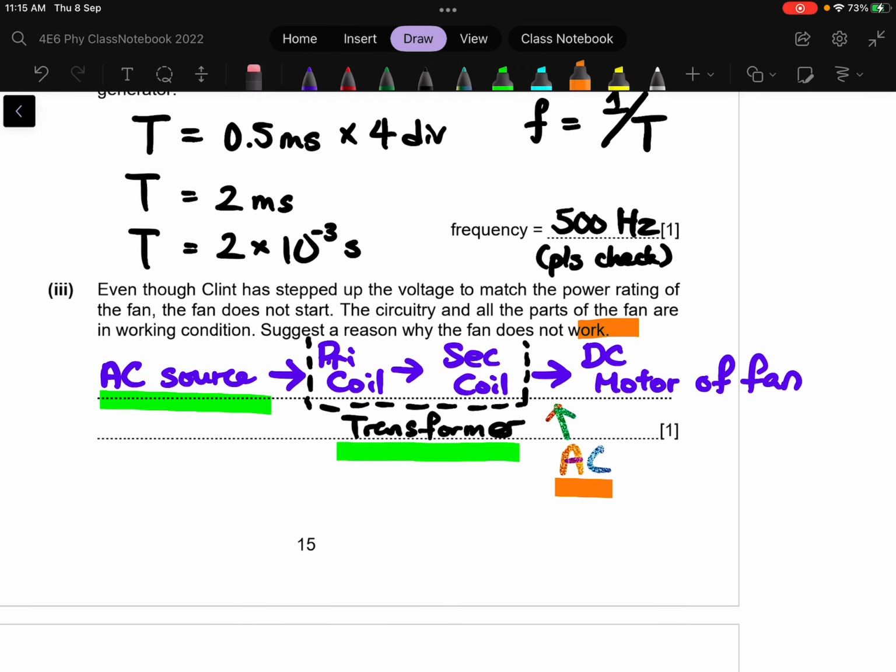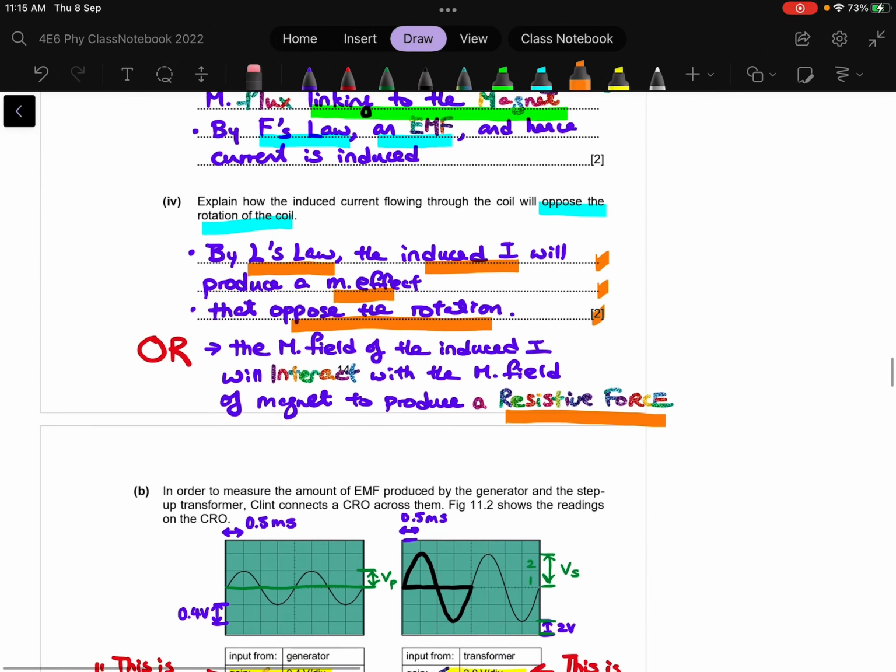However, we also accept some of you saying that maybe the DC motor coil is at a vertical position and so there's no moment generated. Okay, I give you the benefit of the doubt. But the ideal answer should be the one I just described.